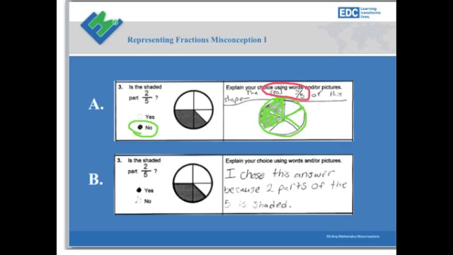Student B selected yes for an answer and then explained, "I chose this answer because 2 parts of 5 is shaded." From this explanation, we can infer the student counted the shaded in pieces for the numerator and the total number of pieces for the denominator, but the student did not pay attention to the size of the pieces. This is an example of misconception 1.